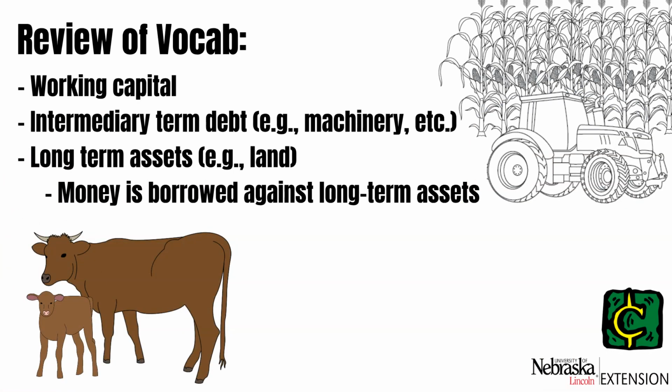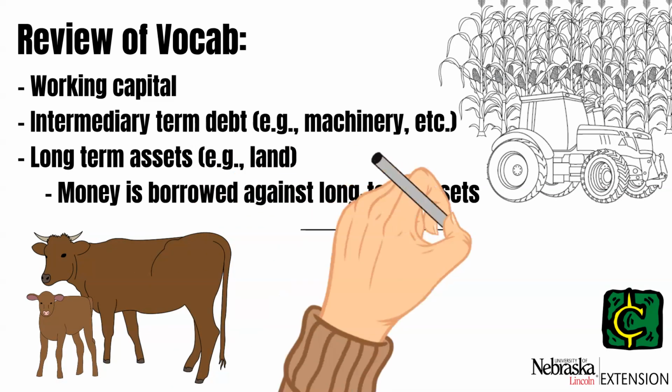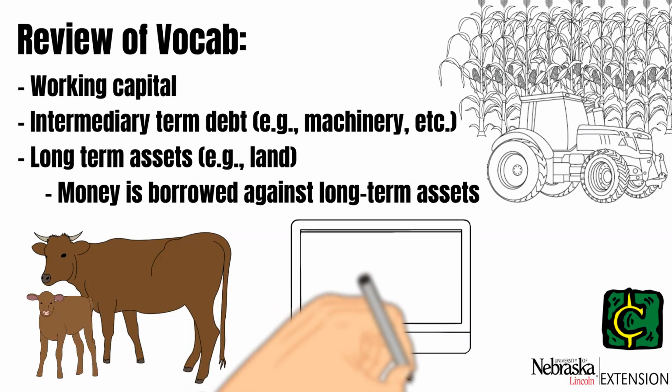Intermediary term debt is debt that will mature in 2 to 10 years, such as machinery and other equipment. Long-term assets can include things such as machinery, vehicles, buildings, and land, against which money may be borrowed.